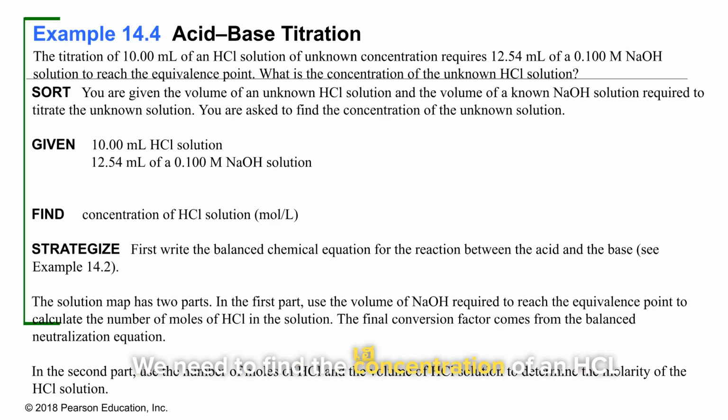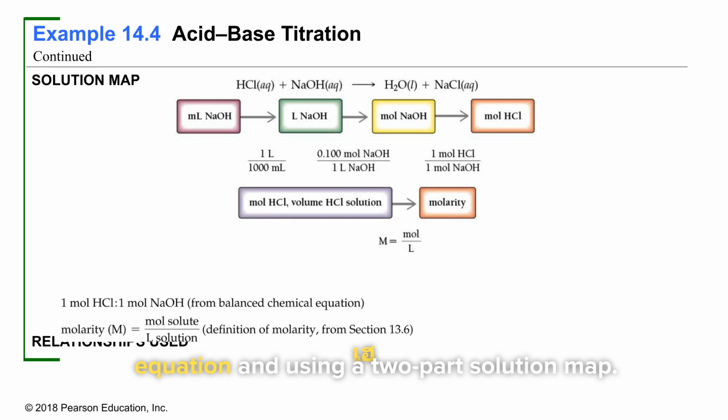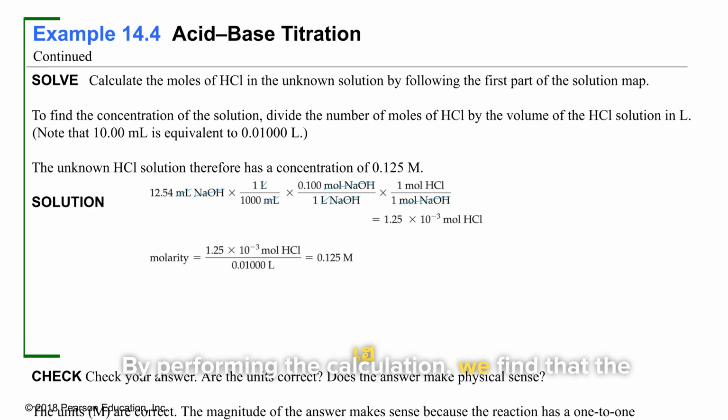Let's walk through an example. We need to find the concentration of an HCl solution, given that 10 milliliters of it requires 12.54 milliliters of 0.100 molar sodium hydroxide to reach the equivalence point. Our strategy involves writing the balanced equation and using a two-part solution map. First, we determine the moles of HCl reacting with the known amount of sodium hydroxide. Then we use that quantity to calculate the unknown molarity. By performing the calculation, we find that the HCl solution has a concentration of 0.125 molar. Checking our units and logic confirms that this answer makes physical sense given the one-to-one stoichiometry.